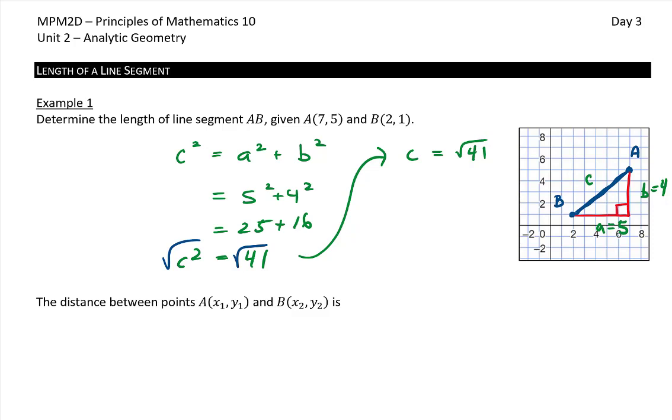You can now use your calculator to approximate the answer, but leaving it as C equals the square root of 41 is also a valid answer. The square root of 41 is approximately 6.4 units. That is the exact answer, and here is an approximate answer. A better way to find the distance is to use a formula so we don't have to draw the line segment and then draw a triangle.